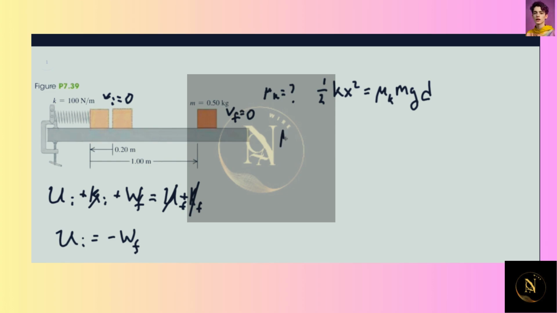So, fairly straightforward, we solve: mu equals k x squared over 2mgd. Put in all of our numbers for these things, and we find that the kinetic coefficient of friction is 0.41.